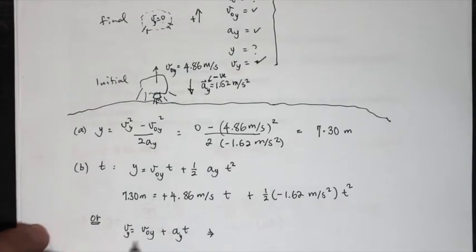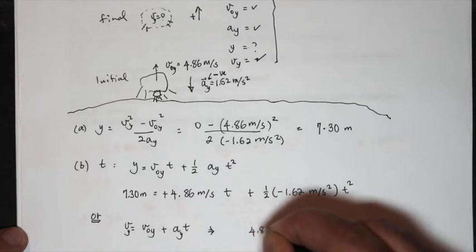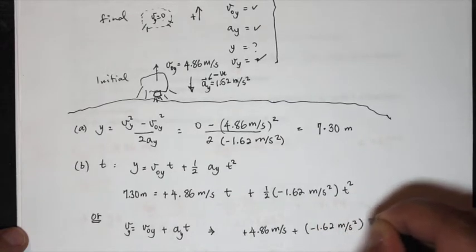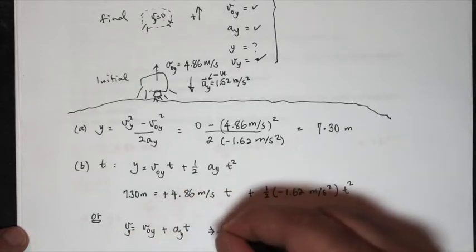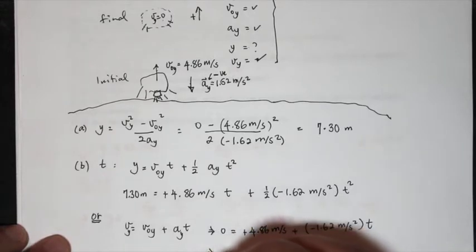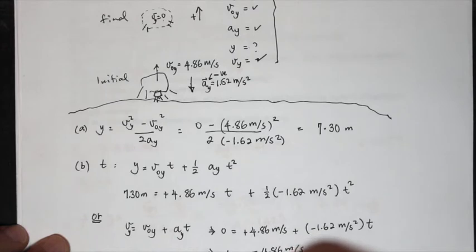So for that, Vy is equal to V naught y plus Ay t. V naught y we know is 4.86 meters per second, and Ay is 1.62 meters per second squared times t, and of course Vy is 0. From this, I can find the time, which will be minus 4.86 meters per second over minus 1.62 meters per second squared, and lo and behold, that gives me 3 seconds.